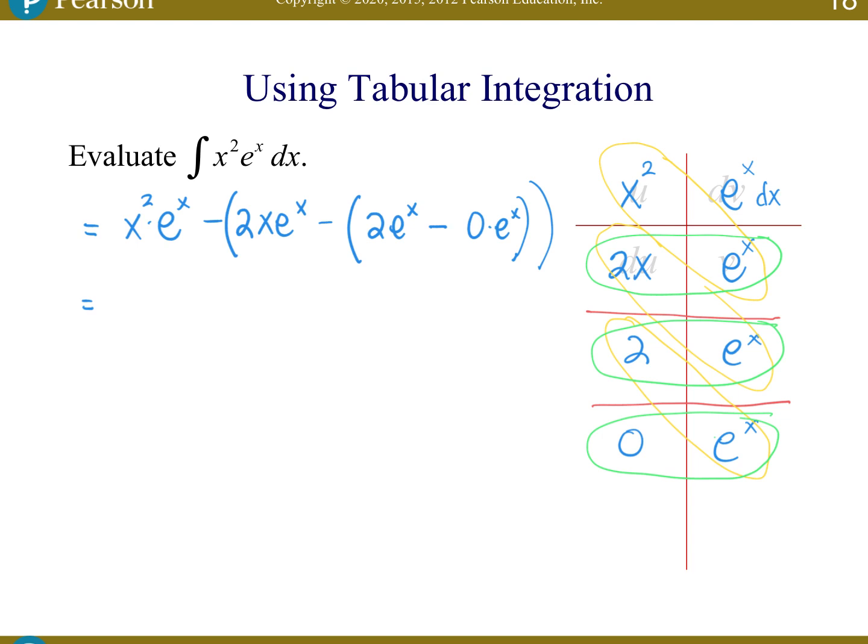Okay, so we get x squared e to the x minus 2x e to the x. And then we have to distribute our negative, which is going to give me plus 2 e to the x. And then we distribute our negative again, but I just end up with 0 plus C. El fin.